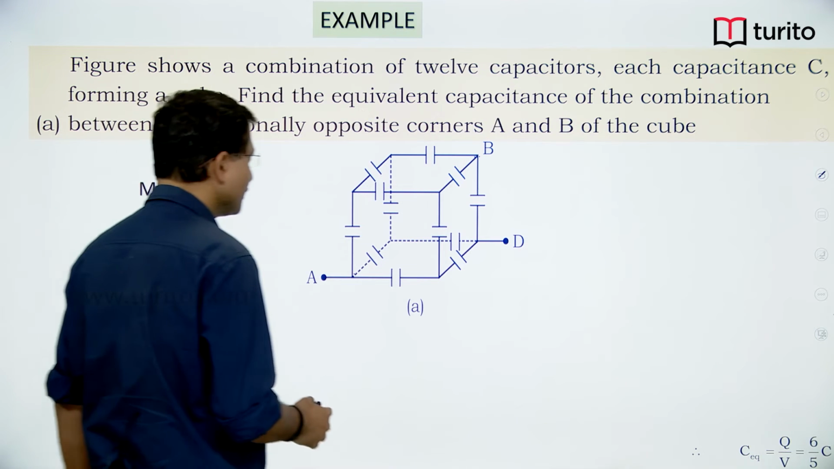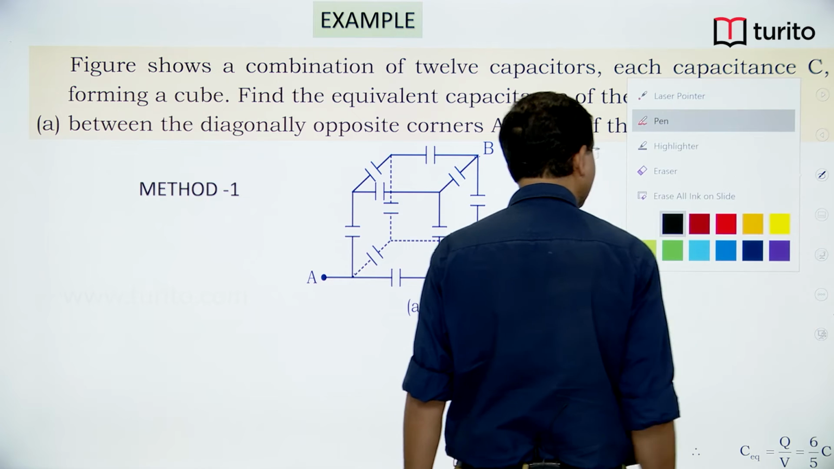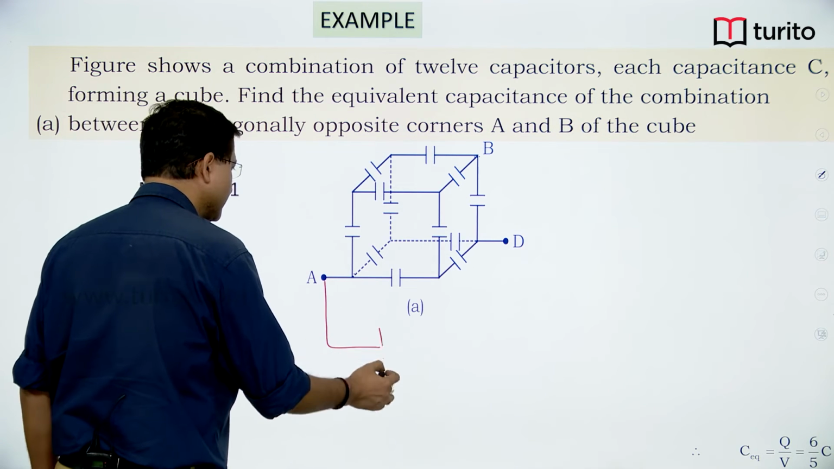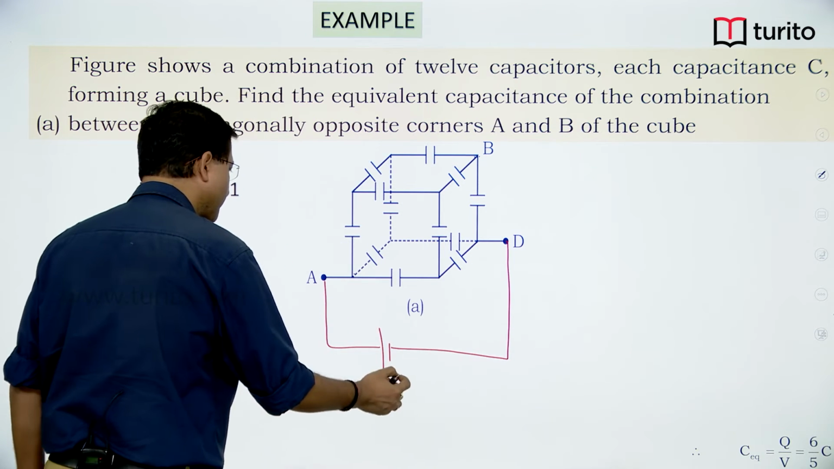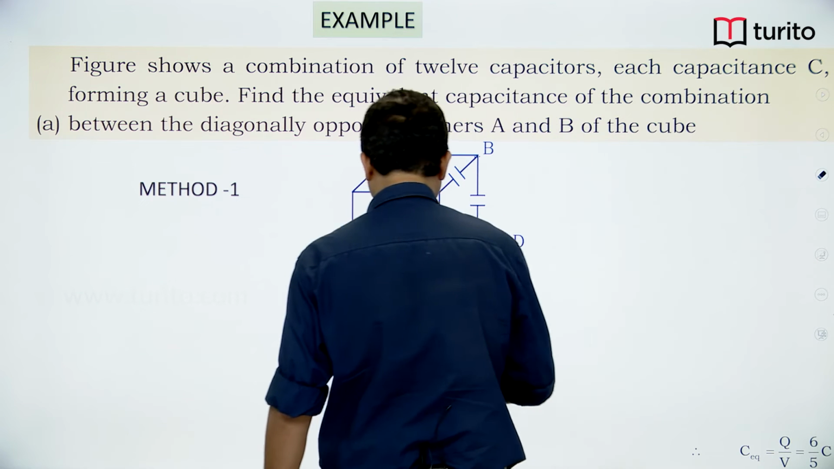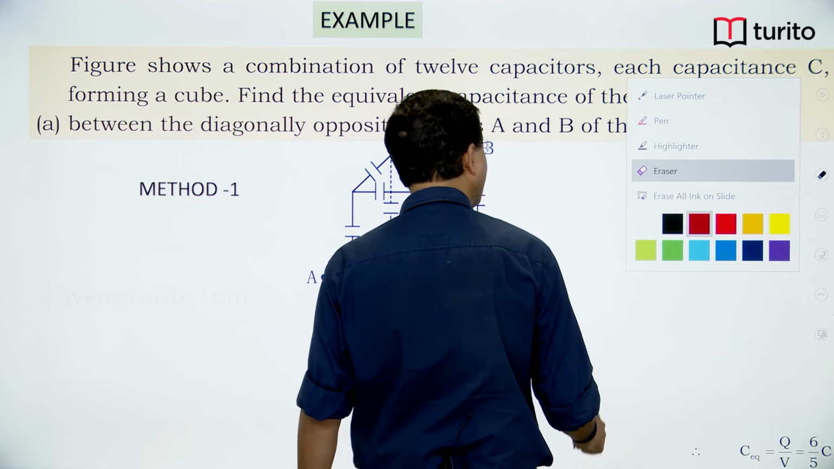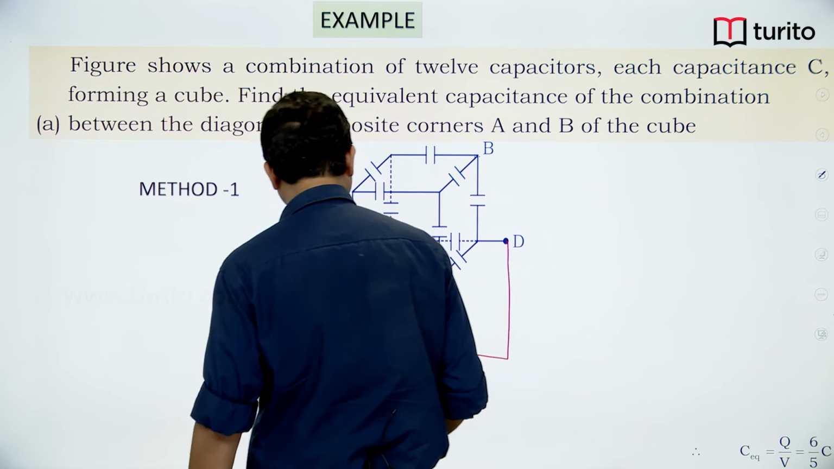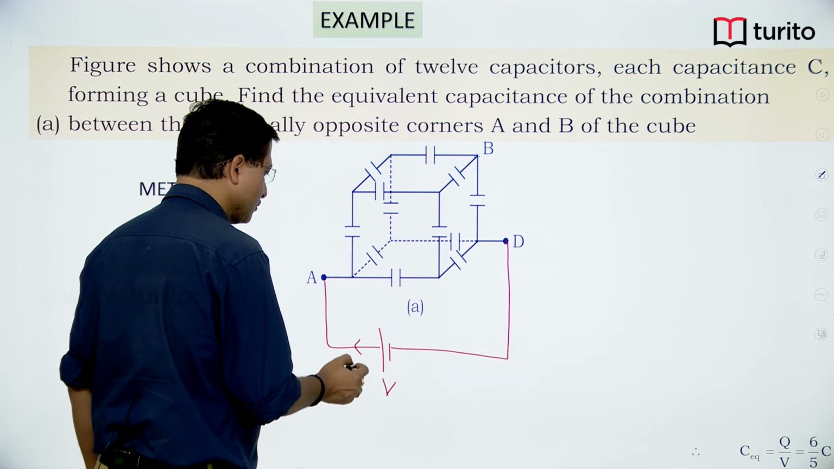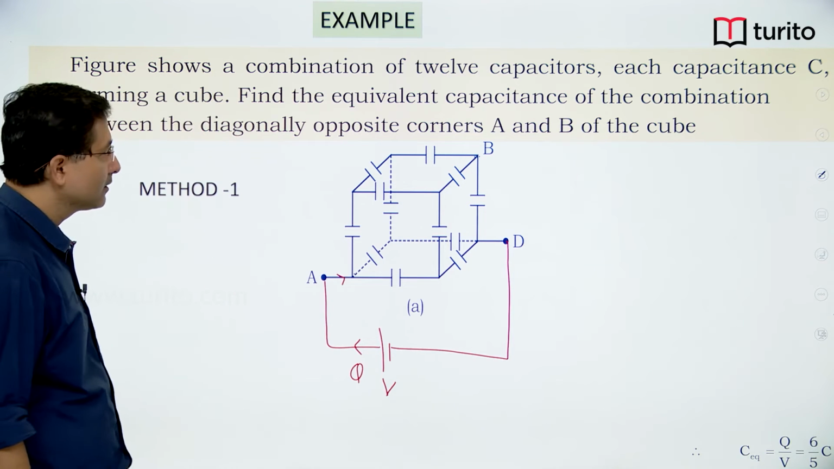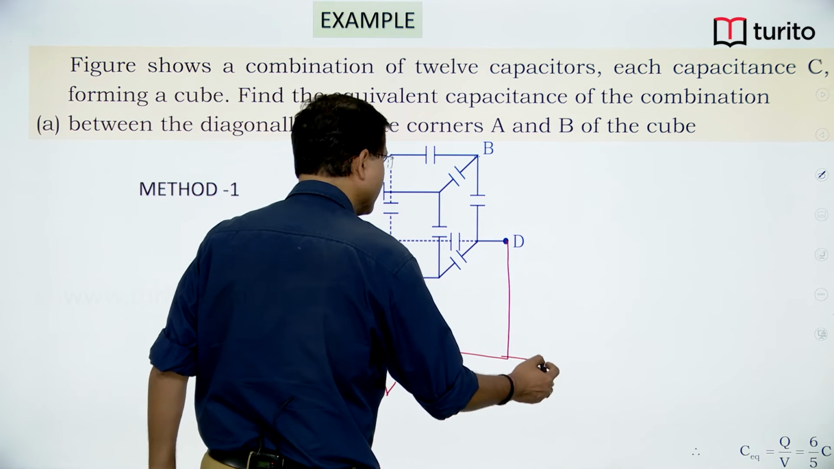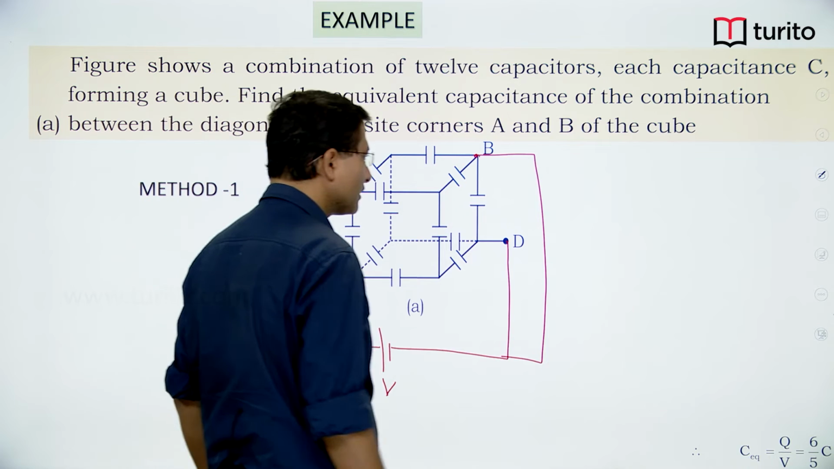So, if I start distributing charge, let us say when we connect a V volt battery, the charge given by the battery is Q. So, the battery here delivers Q charge, right, and we are interested in calculating across AB, right. So, it is connected to B, right, not D.